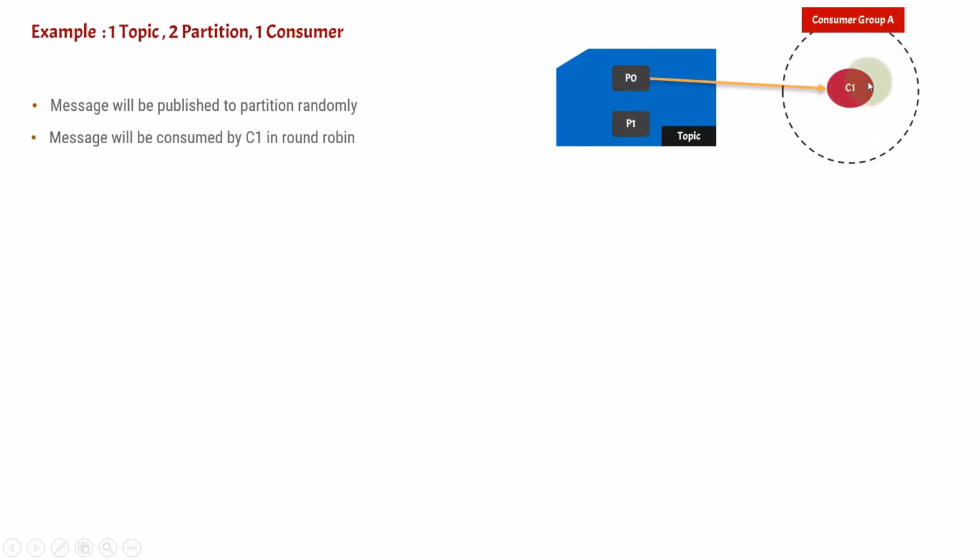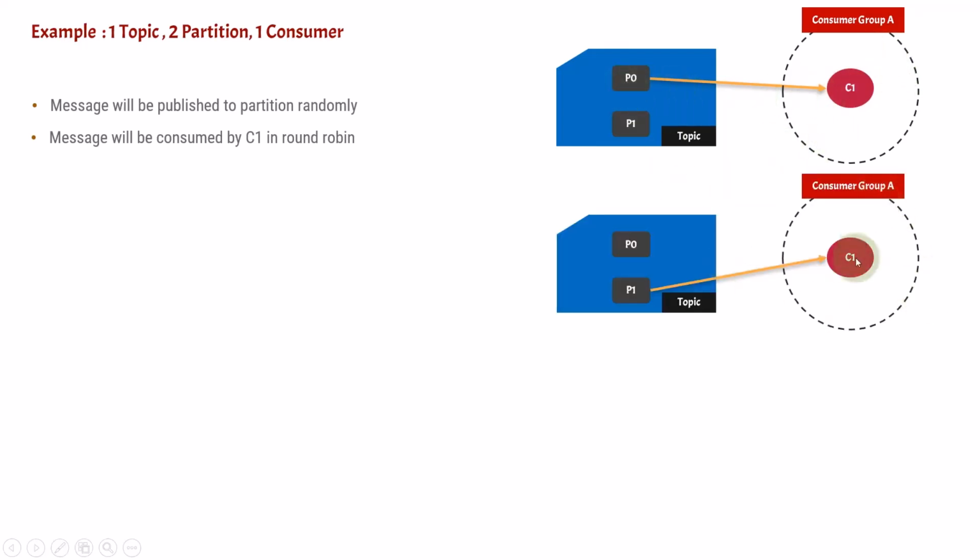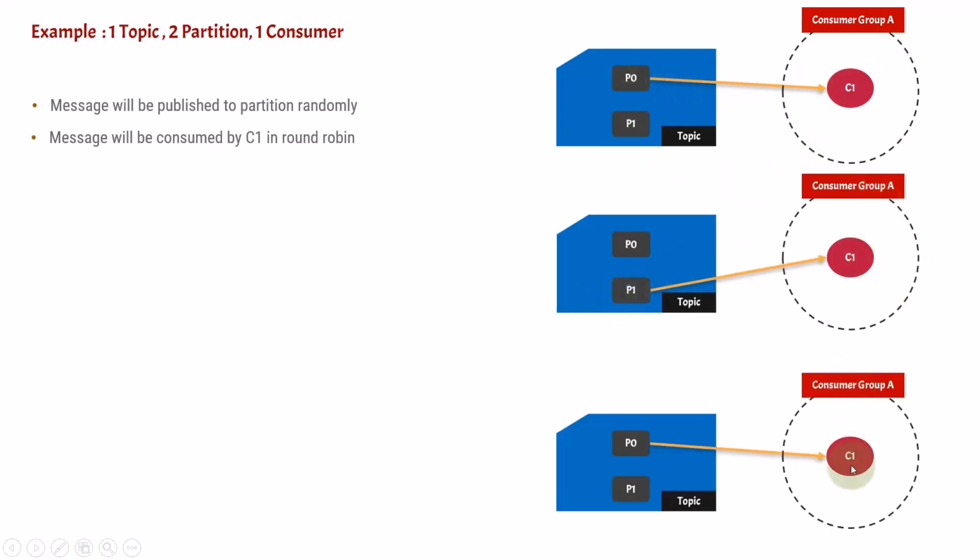But C1 is going to always consume the messages in a round robin manner. So basically this C1 will consume from both. First it will consume from P0, then from P1, then again C1 is going to consume from P0. It works like that, which means if your topic is having 10 partitions, then the single consumer will read all the messages from all those partitions. It is not that it will just read from one partition. It is going to start from P0, then P1, then P2, then P3, up to P9.